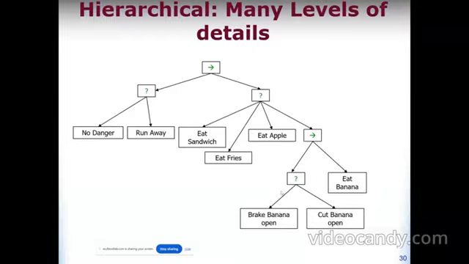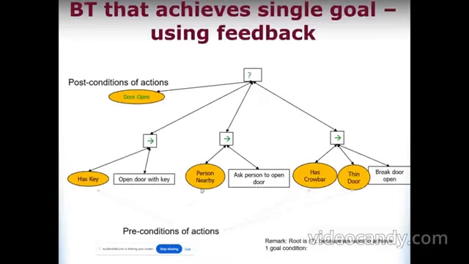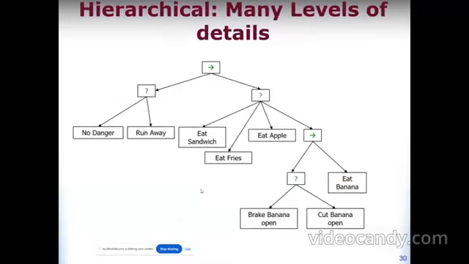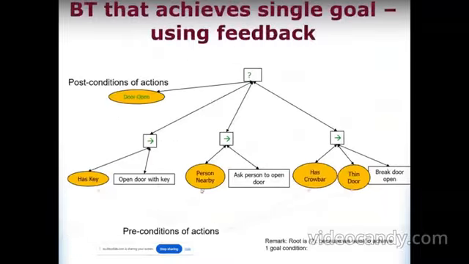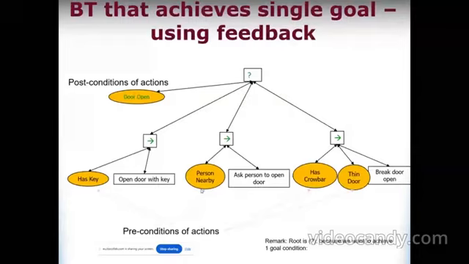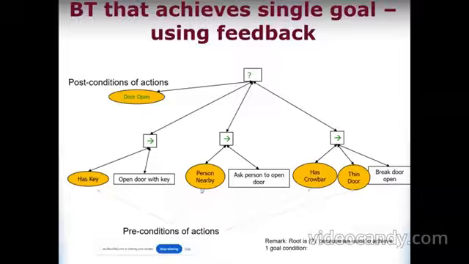Why? Because this is either you break the banana or you cut it with a knife, and after that you eat it, because this is a sequence. So you can model it in a neat way. As a matter of fact, you can have different structures with the behavior tree. Let's look at an example here about single goal achievement. So let's assume an agent wants to go home.